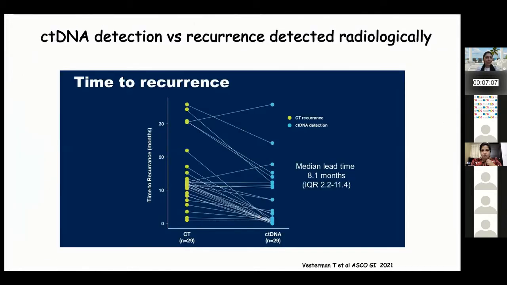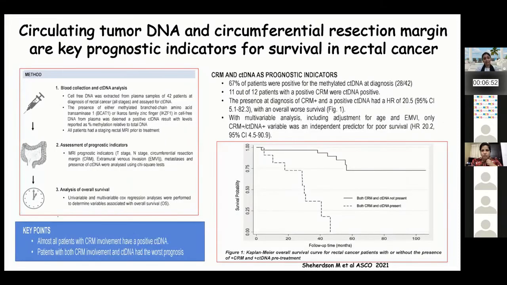But remember, between this MRD detection and the time to actual clinical recurrence that's detected by a CT scan or a PET-CT scan, there's a lead time bias of about 8.1 months. Now, if we treat these patients earlier, is it going to make a difference?